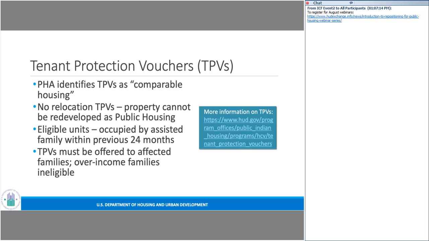So the tenant protection vouchers are identified as comparable housing. Because you're not going to be redeveloping public housing, these are not relocation TPVs, these are replacement TPVs. There's no public housing coming back. So these will go into your inventory. If you don't have a partner, you'll need to find a partner who can operate your voucher program.